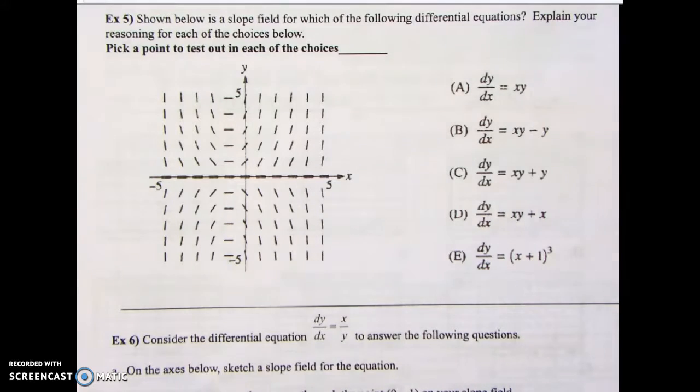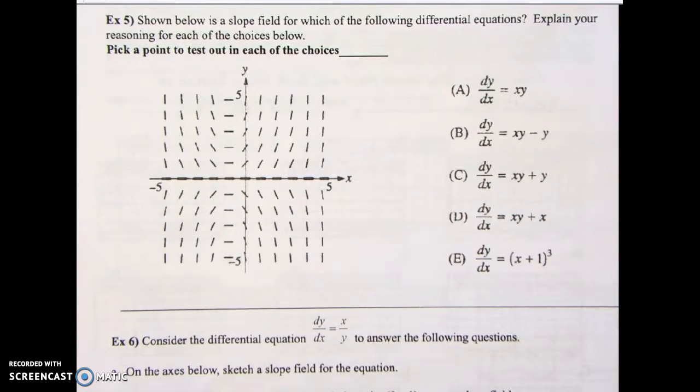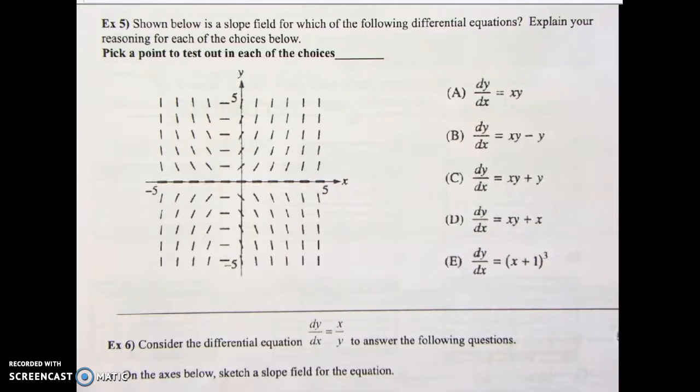Hi, AB Calculus. These are some additional slope field examples. They may or may not be called example 5 or example 6, because sometimes year after year I change the heading, but we're in Unit 7, slope fields, and here we go.